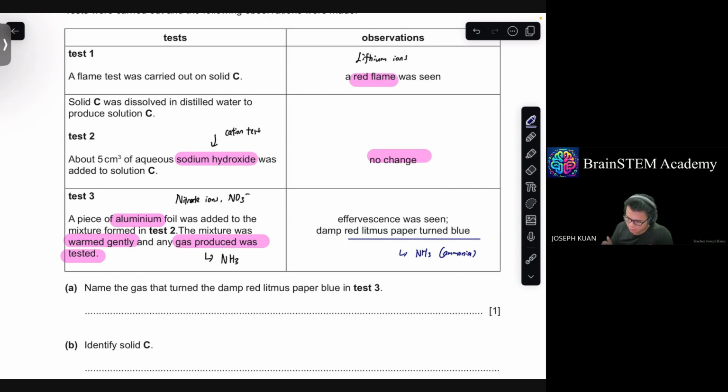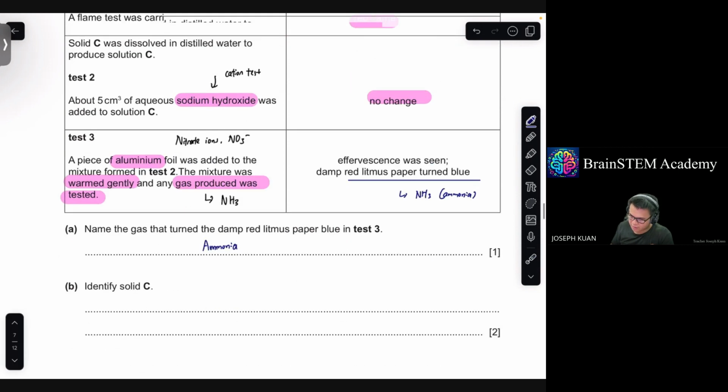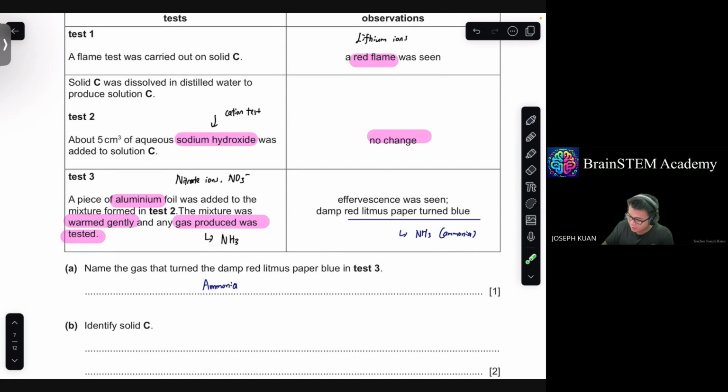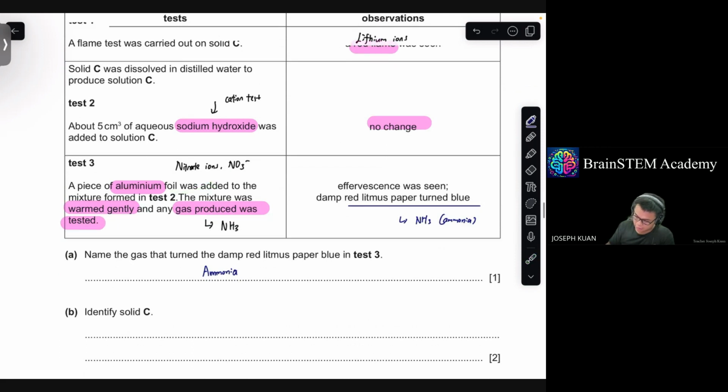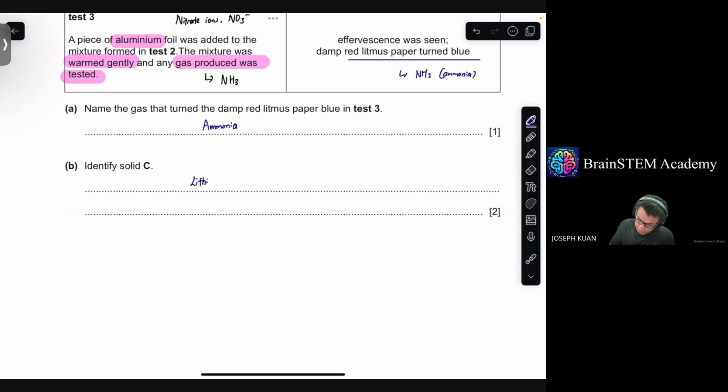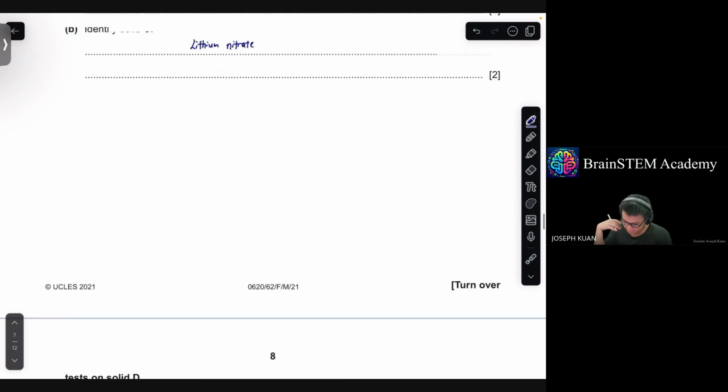All right, name the gas that turned the damp red litmus paper blue in test 3. That will be ammonia. Right, B, identify solid C. So what do we see here? It's lithium nitrate. All right, moving on to the next question.